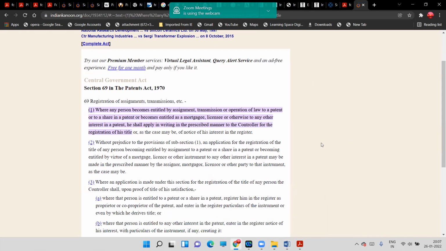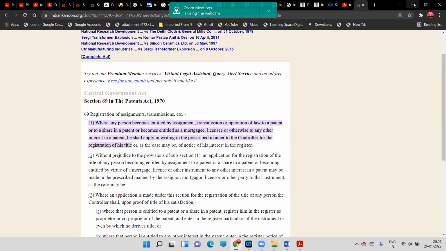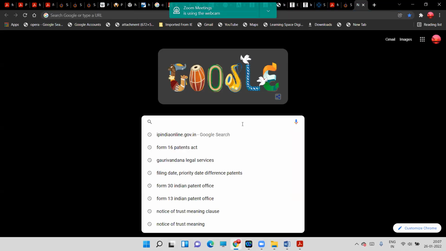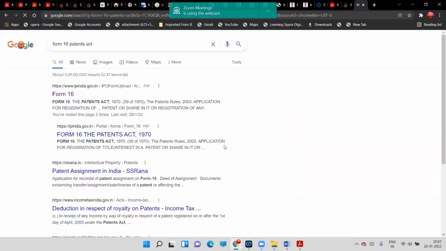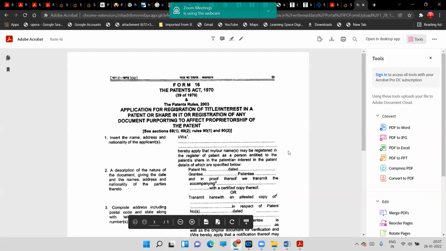ठीक है हमारा अभी तो खत्म हो गया. हाँ फॉर्म 16 एक बार और देख लेते हैं. Insert the name and address and nationality of the applicant. I hereby apply that my name may be registered in the register of patents as a person entitled to the patent or share in the patent and interest in the patent, details of which are specified below.